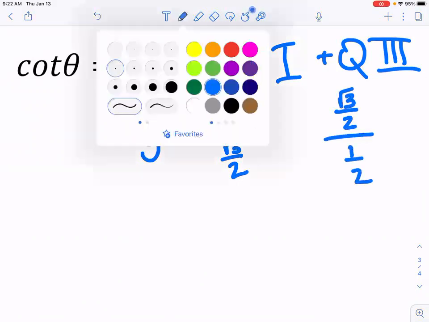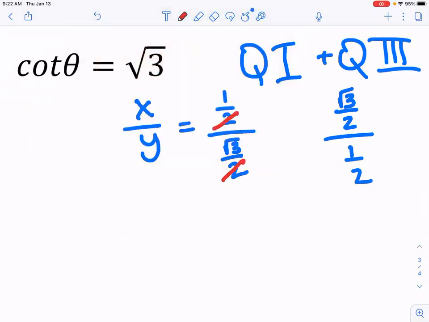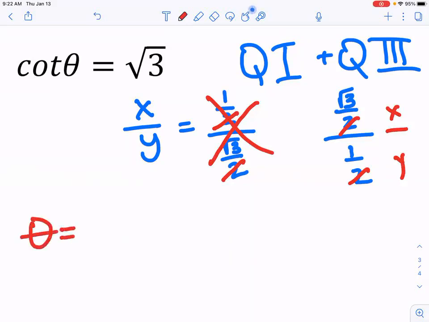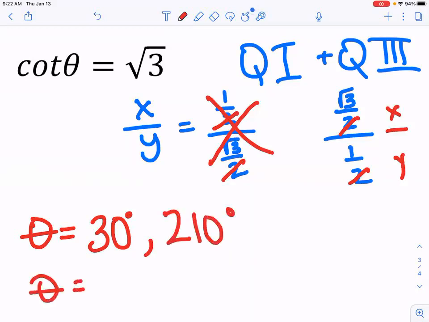Okay. Well, when we take 1/2 divided by radical 3/2, we get 1 over radical 3. Is that what we want? No. When we take radical 3/2 divided by 1/2, when those twos cancel, is that what we want? Okay. So which x over y would be radical 3/2 over 1/2? Which x is radical 3/2? Which angle? 30 degrees. In quadrant 3, that would be 210 degrees. We have pi over 6, and in quadrant 3, 7 pi over 6.